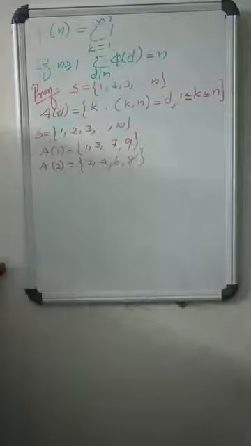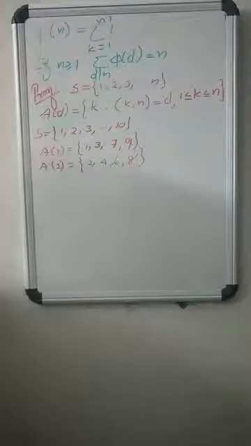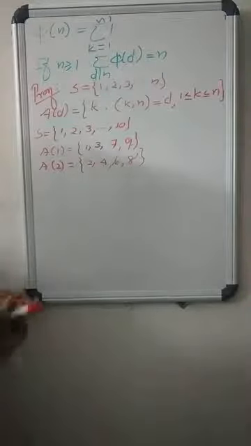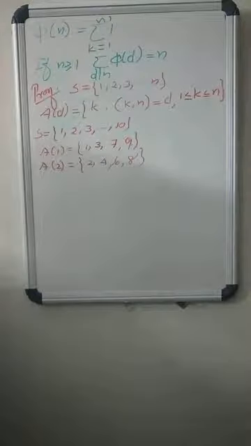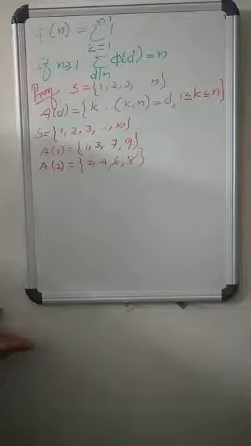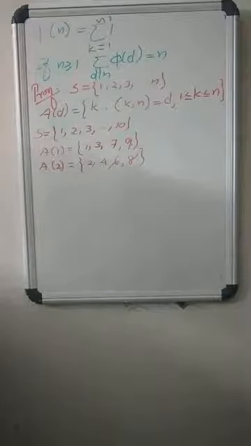What is A of 3? A of 3 is an empty set. Why? Because there is no element in S that has GCD 3 with the highest element 10. A of 4 is again an empty set, because there is no element in S that has GCD 4 with the element 10.